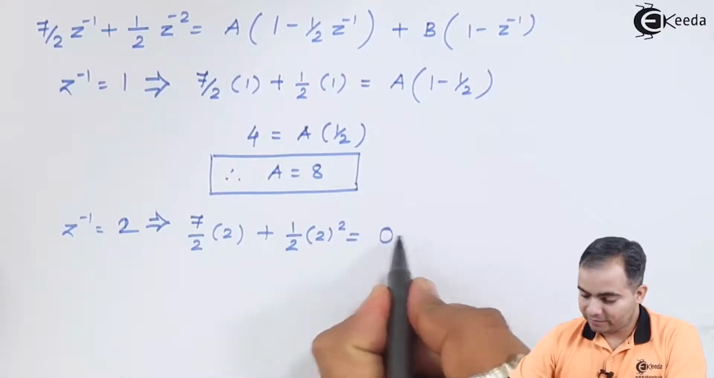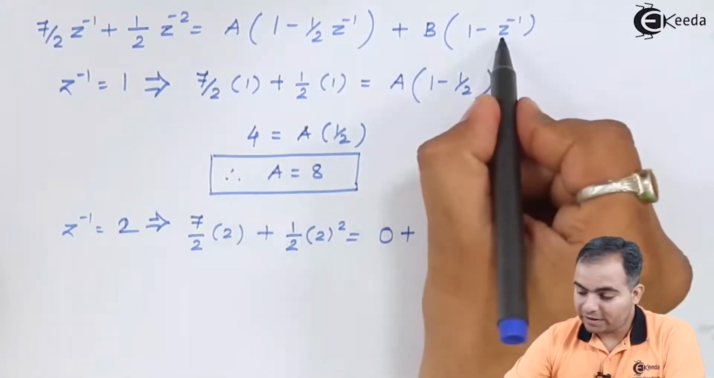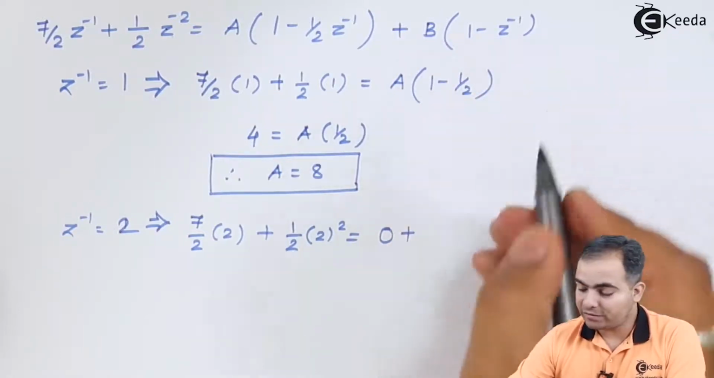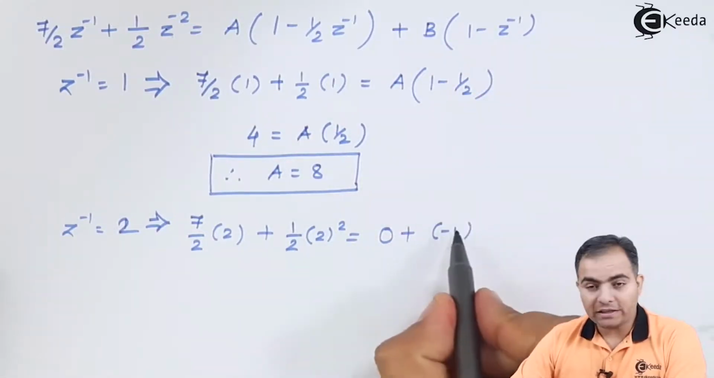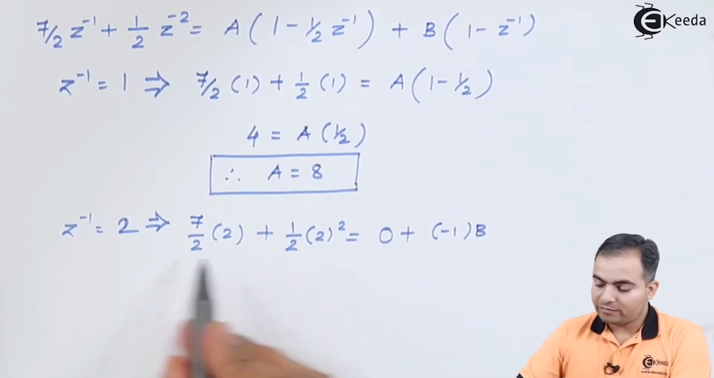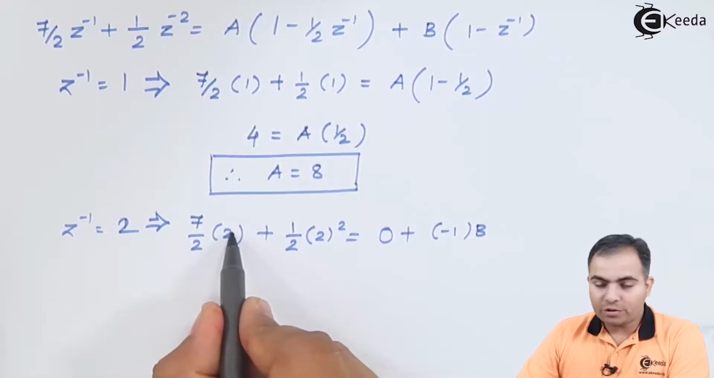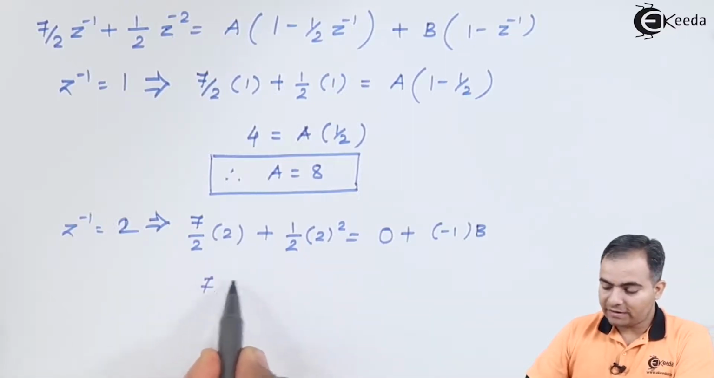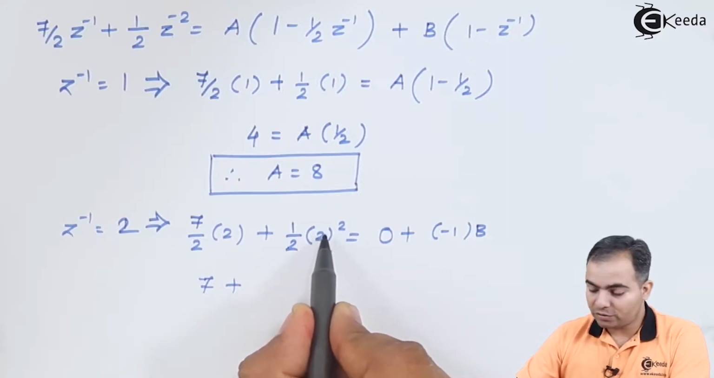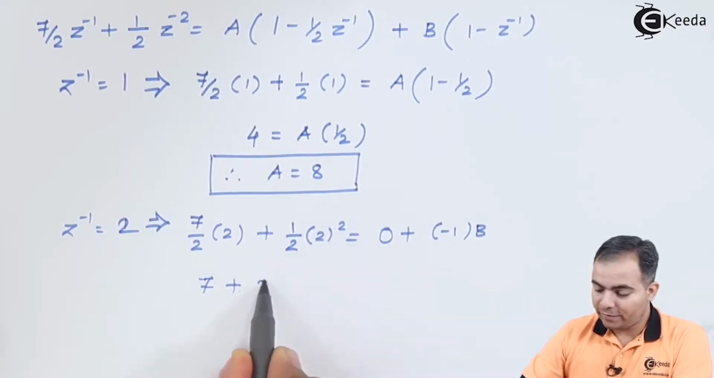And now here this z inverse is replaced by 2. So 1 minus 2 is minus 1. So on right hand side, what we will get? Minus 1 into b. So next one, just do one thing. This 2 gets cancelled. So answer here is 7. Again, one more 2 gets cancelled. So only 2 will be there in numerator side.